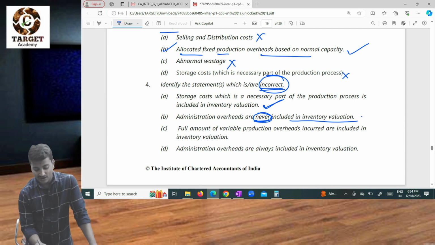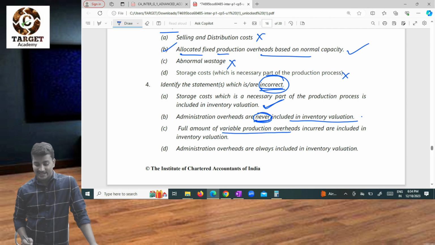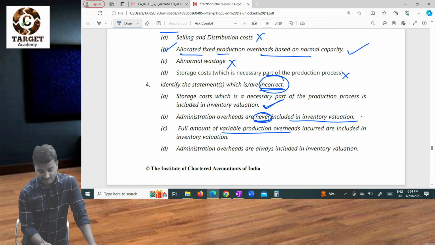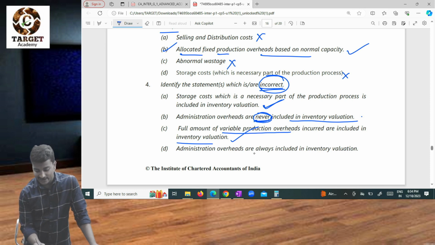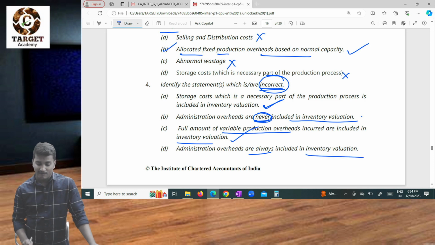Full amount of variable production overheads incurred are included in inventory valuation. Correct. Admin overheads are always included in inventory valuation.